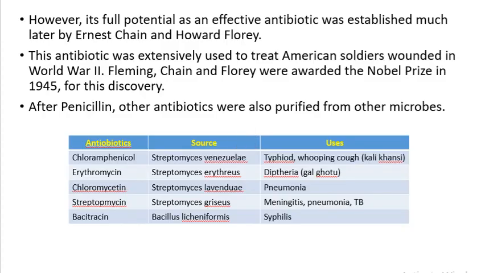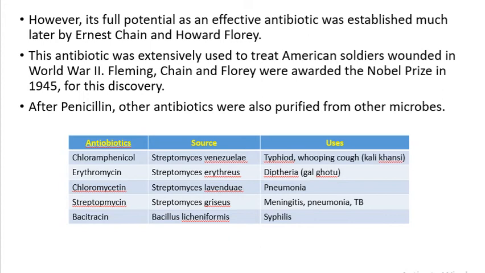Now, once penicillin was discovered by Alexander Fleming, its full potential regarding its activity and usefulness was discovered by Ernest Chain and Howard Florey. This antibiotic was extensively used in World War II for the treatment of wounded soldiers. Fleming, Chain, and Florey were awarded the Nobel Prize for this discovery in 1945. After penicillin, many other antibiotics were also obtained from microorganisms.